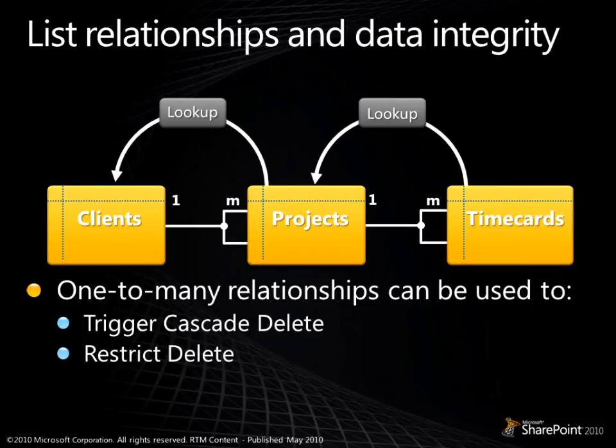If we would have the same cascade delete relationship from projects to time cards, all time cards associated to those projects which are associated to the deleted client would also be automatically deleted. If we have defined the relationship type to be restrict delete, we would not be able to delete any clients which have been associated to existing projects within the project list, until all projects would be either deleted or associated to an alternative client by updating the lookup information.